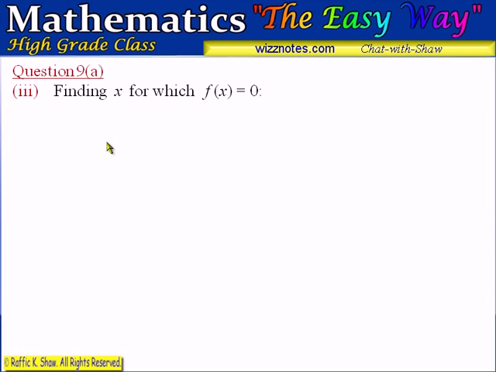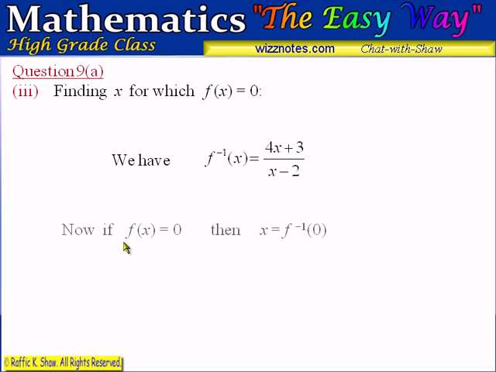Part 3 says we are to find the value of x for which f of x is 0. Right? Find the value of x for which f of x is 0. Now we have f to the minus 1 of x equals 4x plus 3 divided by x minus 2 from the previous section, right? And if f of x is equal to 0, then x is equal to f to the minus 1 of 0. That's a property of one-to-one functions.